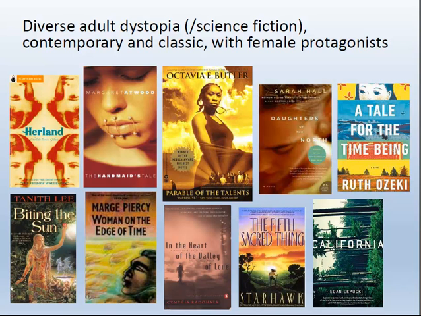One of those being A Tale for the Time Being by Ruth Ozeki. It looks at this connection across time and space. And California by Edan Lepucki, which was featured on The Colbert Report, and made quite popular by that appearance. But it's quite an interesting book if you like dystopia.